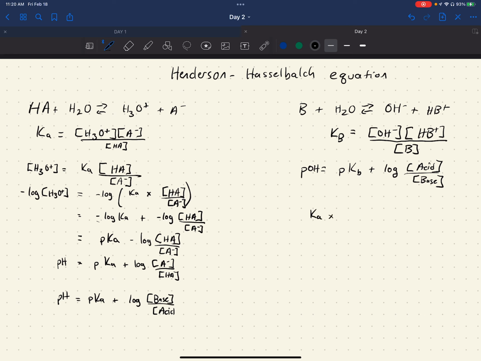Okay, now what about this one? Well, this is a buffered solution, okay? And buffered solutions are great for Henderson-Hasselbalch. So I can take pH equals pKa plus the log of the concentration of base over the concentration of acid.